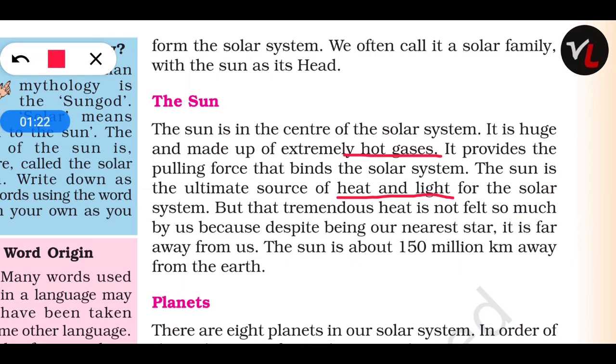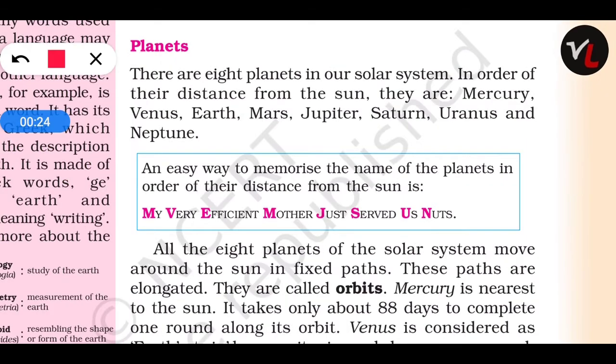That is why we are not feeling that much amount of heat from the sun. Now let's move on to the planets. There are 8 planets in our solar system. In order of their distance from the sun, they are Mercury, Venus, Earth, Mars, Jupiter, Saturn, Uranus and Neptune.